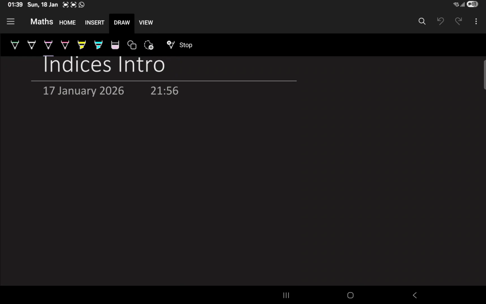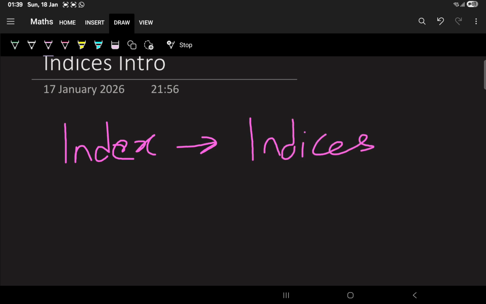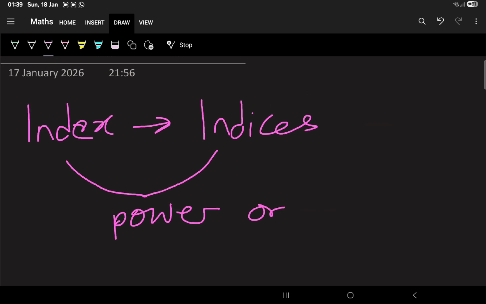Good day. Today we'll be looking at indices. First of all, what does the word and the topic mean? Well, the singular word is index and its plural is indices. Basically, indices or an index refers to a power or an exponent.